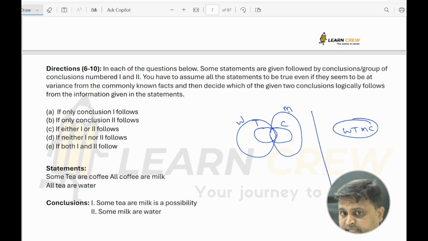Some tea or milk is definitely true. When it is definitely true, the possibility case won't arise. So it is wrong. Now some milk or water, here it is true. So only 2 is correct. So option is B.